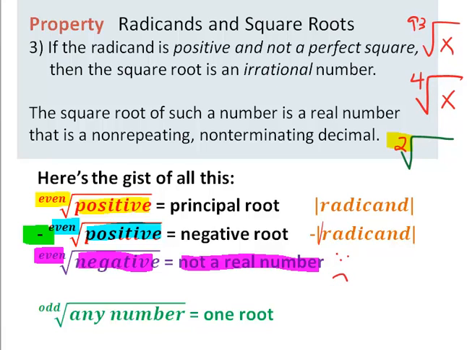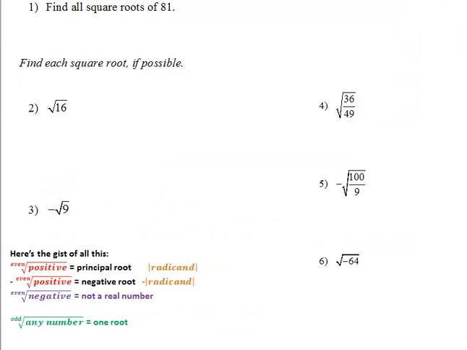You can have an odd index, like if I were asking you for the cube root, and there's only one root for that. All of this seems kind of goofy right now, but as we practice it, you'll see that it starts to make a little more sense. So again, take any notes you need, and let's move on.